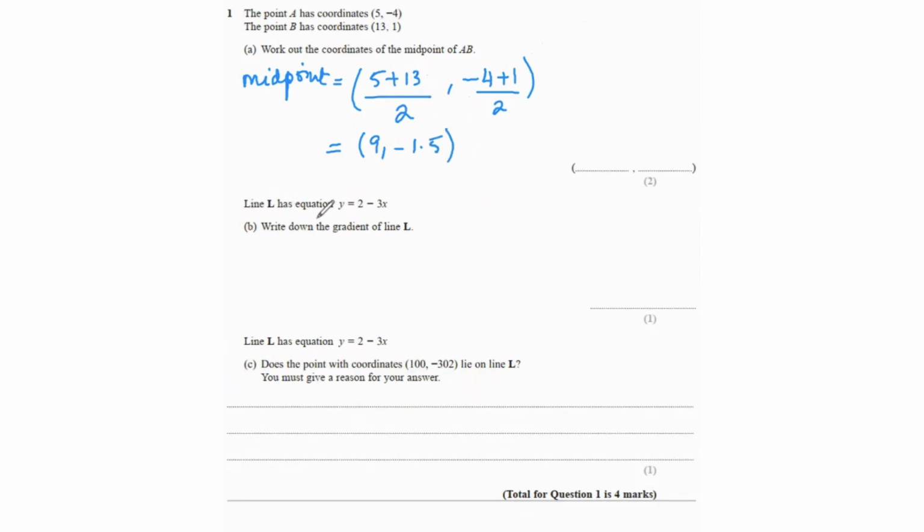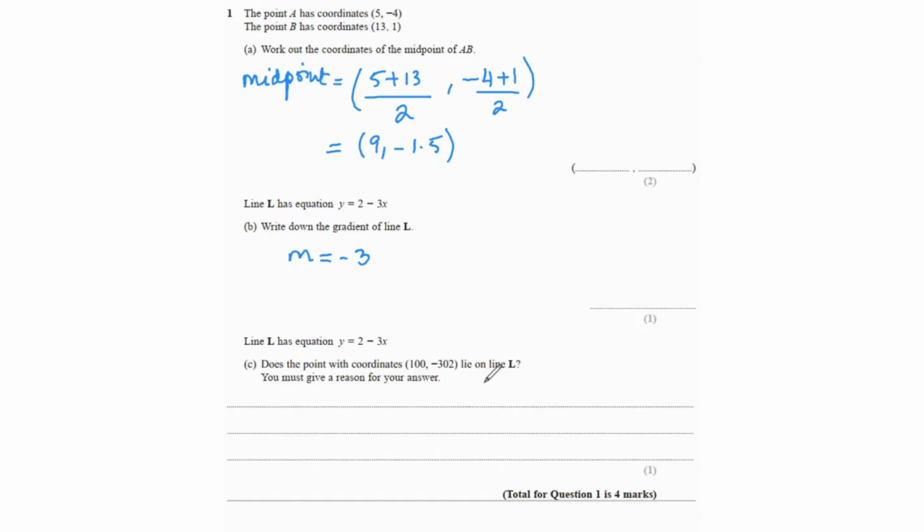Then line L has the equation y equals 2 minus 3x. Write down the gradient of line L. Gradient is going to be negative 3 because gradient is always the number that's being multiplied to x, given that y is the subject. Then line L has the equation y equals 2 minus 3x. Does the point with coordinates (100, -302) lie on line L? You must give a reason for your answer.